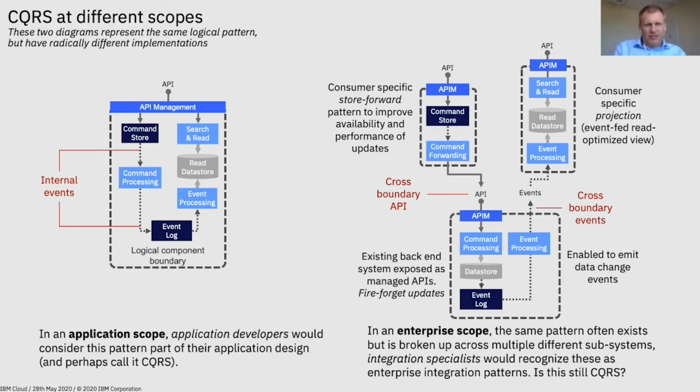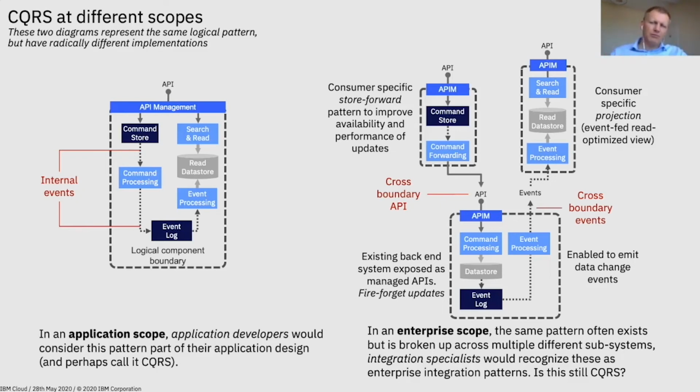So on the left-hand side, as I say, within one bounded context, we've got an application scope. That's the CQRS pattern again I'm showing on the left-hand side with its internal events. On the right-hand side, I'm showing you something that looks like CQRS. You can see on the left-hand side the commands coming in, and on the right-hand side a read optimized database and some kind of event log at the bottom. It looks like CQRS, but we probably shouldn't be calling it CQRS because it's spread across multiple different contexts.